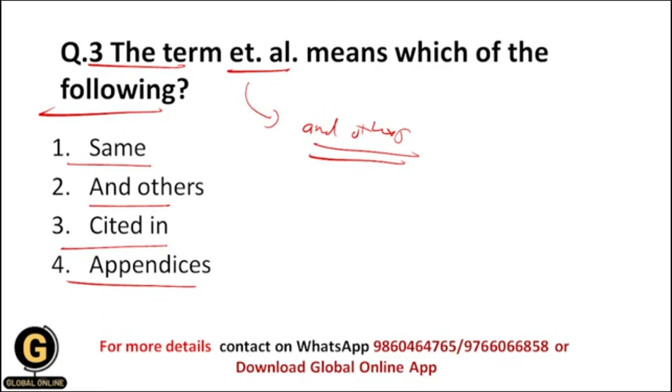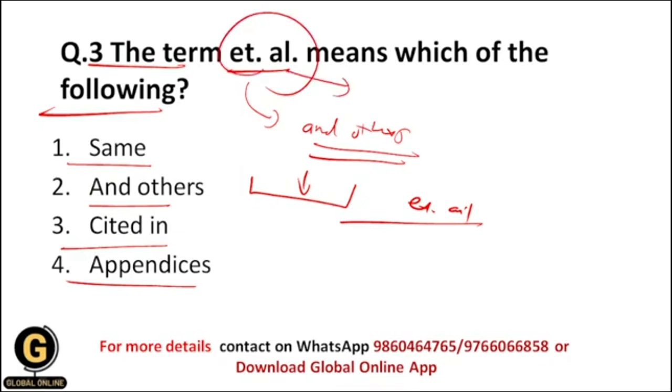So when a particular book or article has more than one author, what we do is mention the name of one author, and after that we mention AL, so the name of that author and others. This is the common referencing style that we use in citation. So this is again the short form that we use in citation, and the meaning of that short form is "and others".